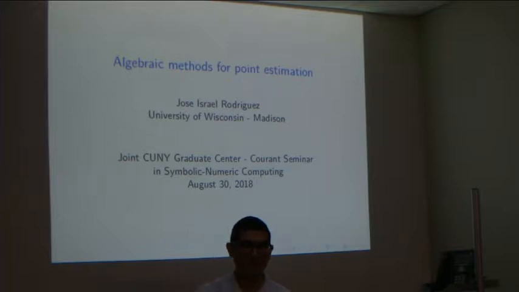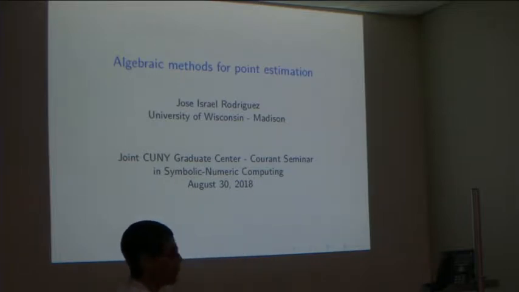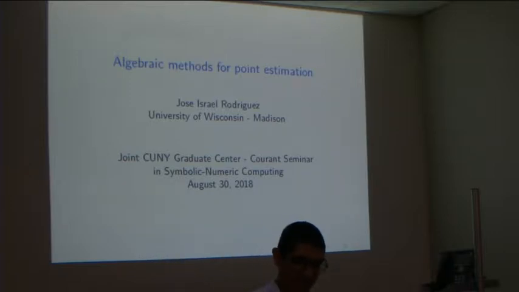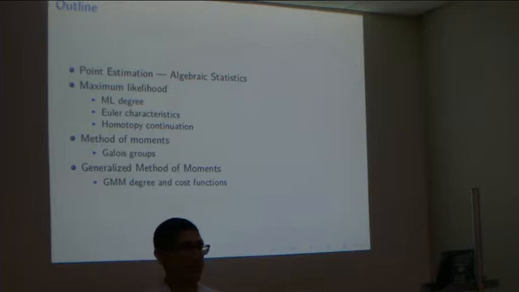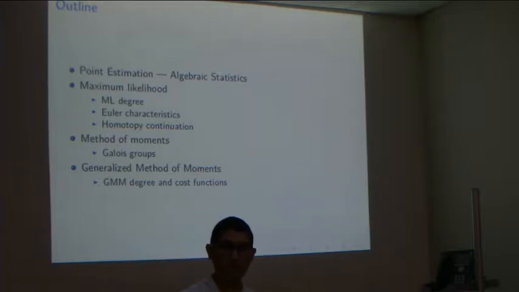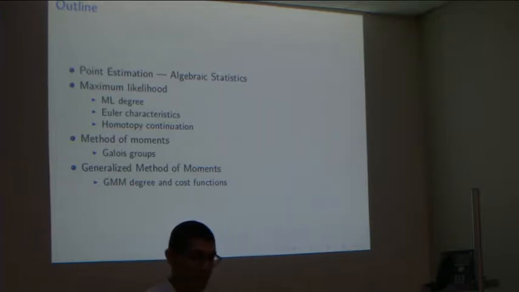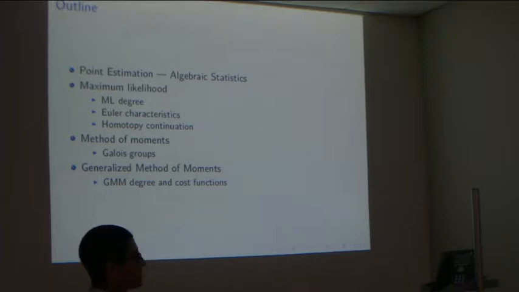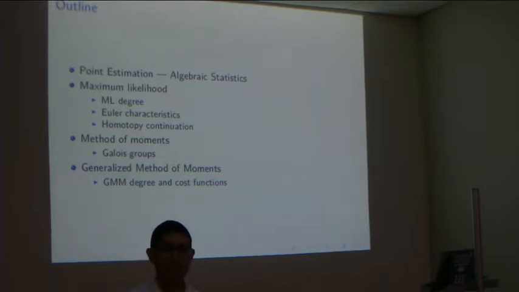Great. So thank you for letting me speak to you all today. The title of the talk is Algebraic Methods for Point Estimation, and I'll be starting at UW-Madison very, very soon. So the outline of the talk: I want to tell you about point estimation, and also about algebraic statistics, which will be the approach that we're going to take to attack this problem. Along the way, I want to tell you about maximum likelihood, and in particular maximum likelihood degrees, which is ML degree for short. I want to tell you about Euler characteristics, homotopy continuation.